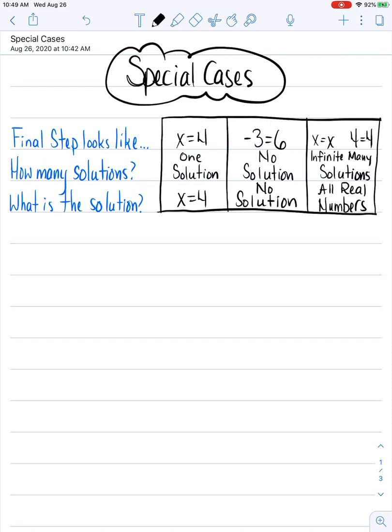So we're going to solve equations just like we normally do. First, clear any fractions or decimals. Next, do the distributive property. Next, combine like terms on each side. And lastly, isolate the variables using inverse operations.